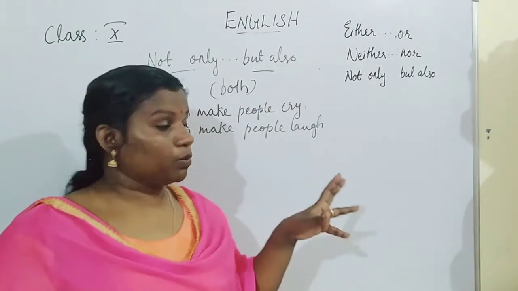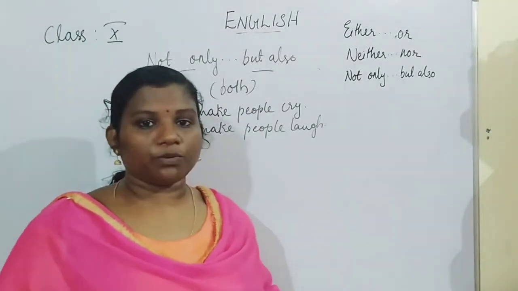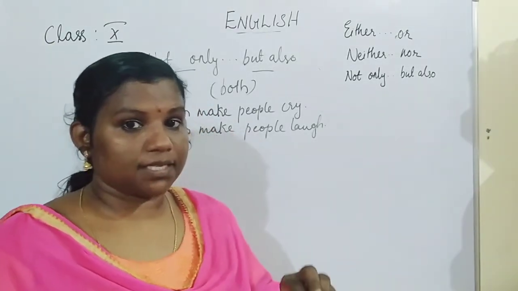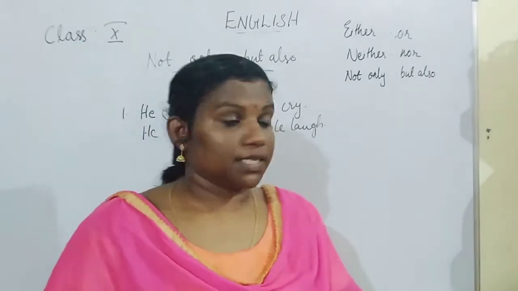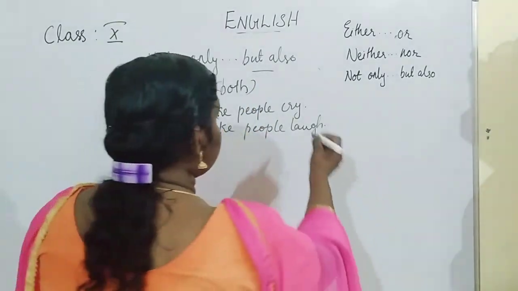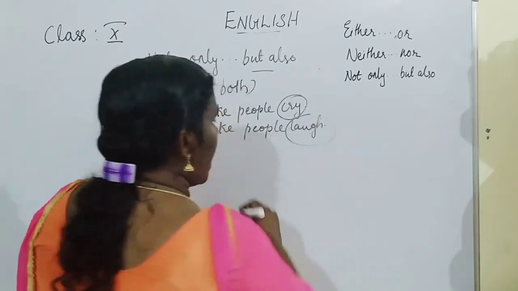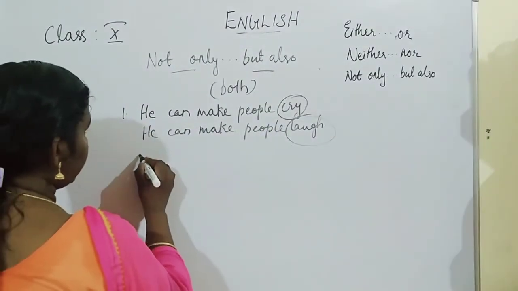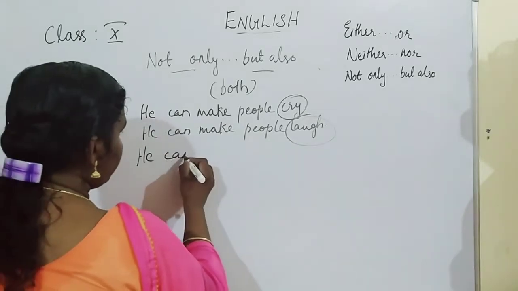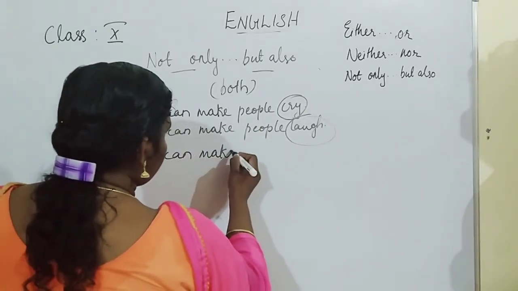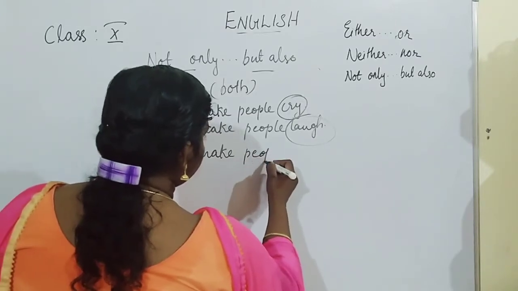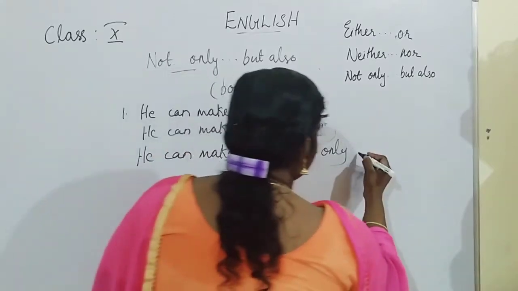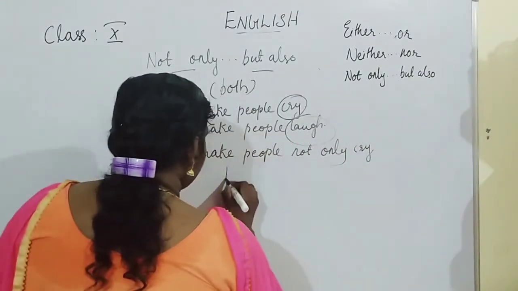So how can we use this one? Here also the same rule we have to apply. The part which is the same in these two sentences should be written one time, and the different one we have to find out and write. So here cry and laugh. How can we write this? He can make people not only to cry, but also to laugh.